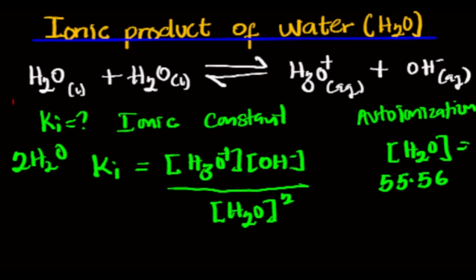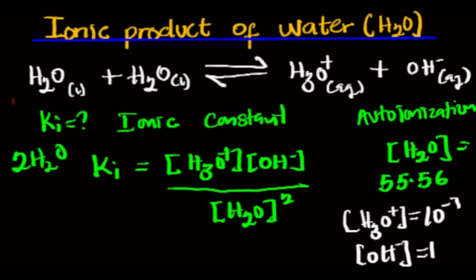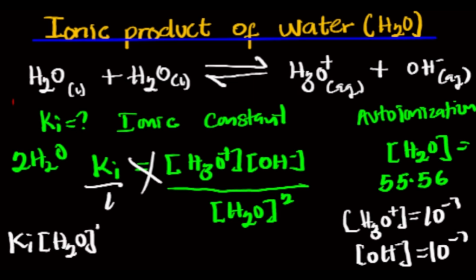So now let's go ahead and put it here. This is the hydronium ion, the concentration of hydronium ion. If you use pH, it is 10 raised to the power of minus 7, and that of hydroxide ion is also 10 raised to the power of minus 7. So to determine Ki, the ionic constant of water, from here we can simply cross multiply. So we're going to have Ki multiplied by H2O all squared, equal to 10 raised to the power of minus 7 multiplied by 10 raised to the power of minus 7.